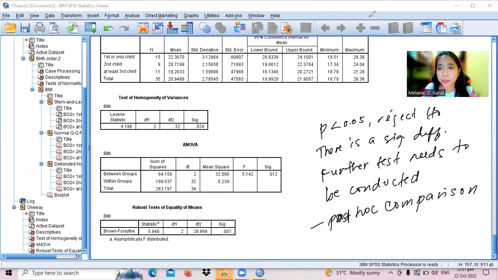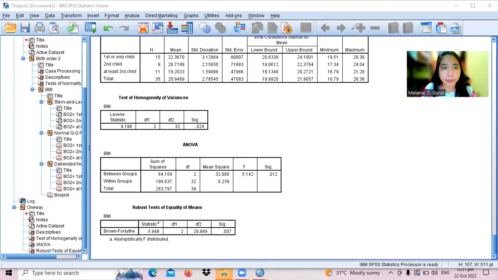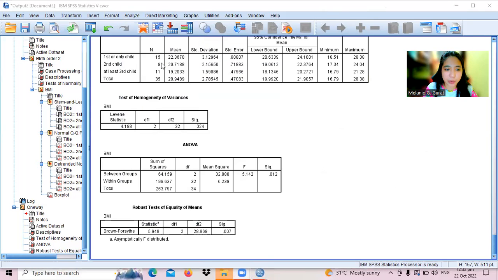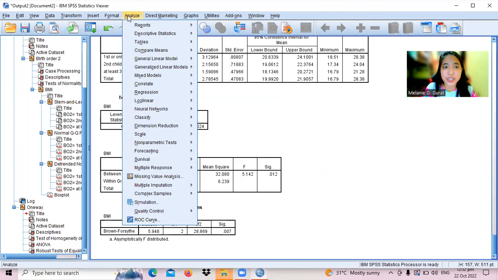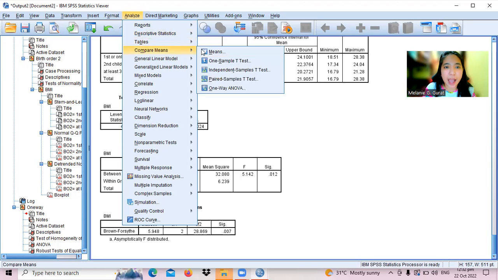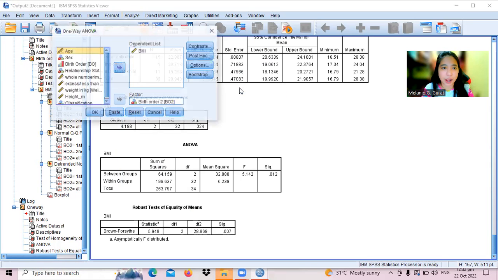So going back to analyze, so we will go back to analyze. Analyze, compare means, and one-way ANOVA. In case that the result is not significant, there's no need to do this because if there's no significant difference, why do you still need to compare? Of course, you are not required to do that anymore. So analyze, compare means, one-way ANOVA.